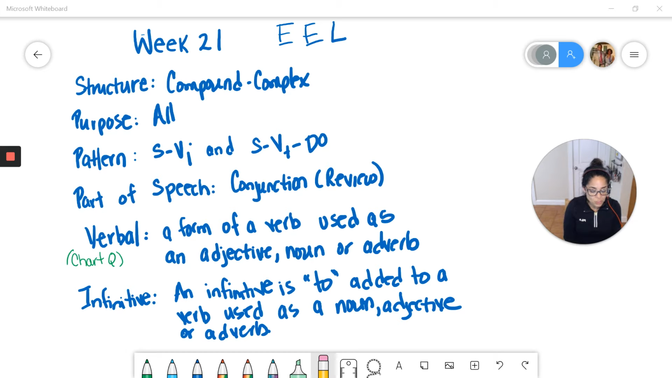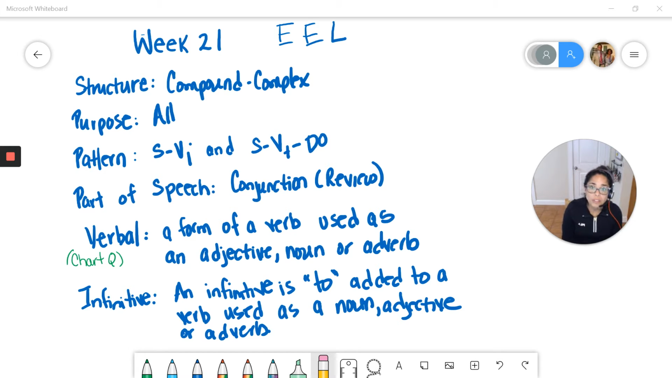The part of speech that we're going to be looking at, we're going to be reviewing conjunctions. We're going to be looking at verbals, and we're going to be looking at infinitives. The verbal and infinitive chart is chart Q. So if you want to take that out, that would be fine.